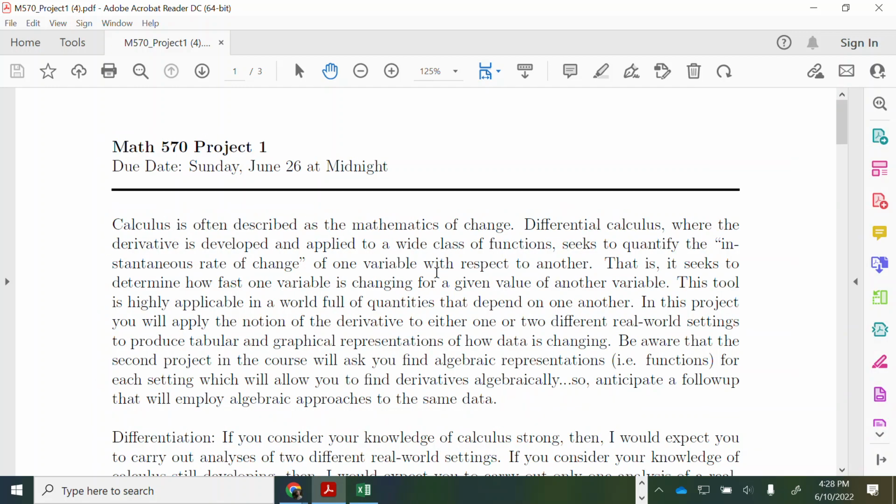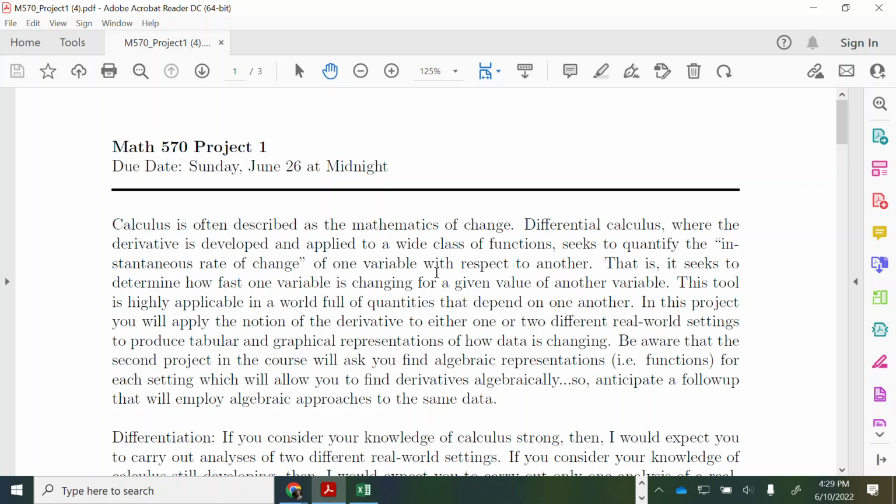Calculus is often described as the mathematics of change. Differential calculus, where the derivative is developed and applied in a wide class of functions, seeks to quantify the instantaneous rate of change of one variable with respect to another. So this is what we're learning about in the course, differentiation. It seeks to determine how fast one variable is changing for a given value of another variable. This tool is highly applicable in a world full of quantities that depend on one another.